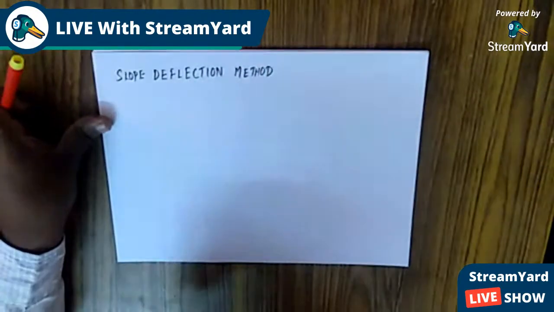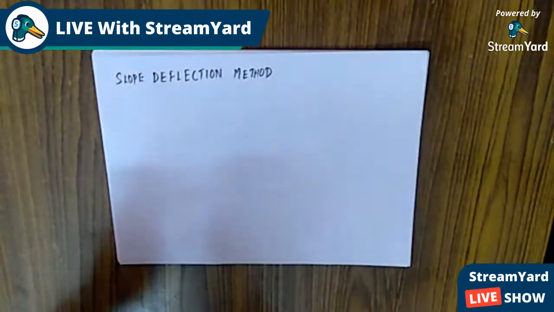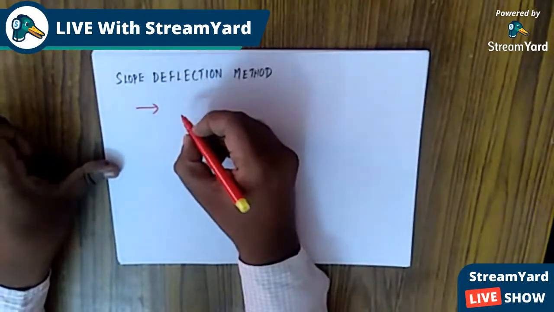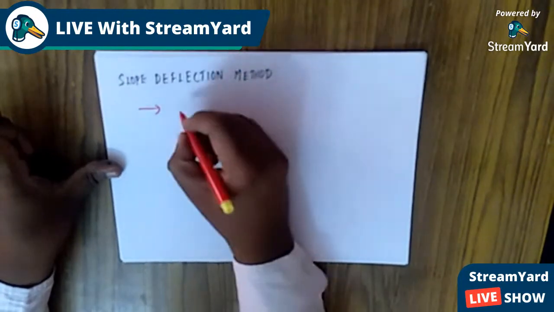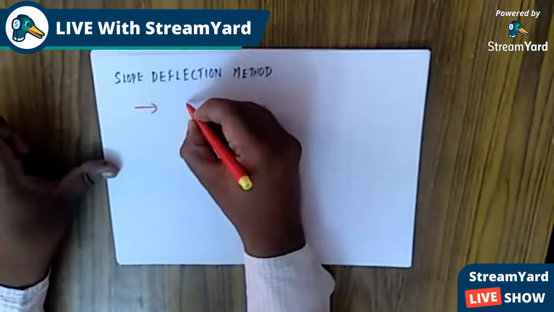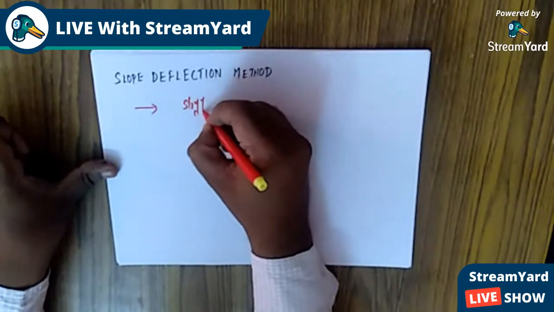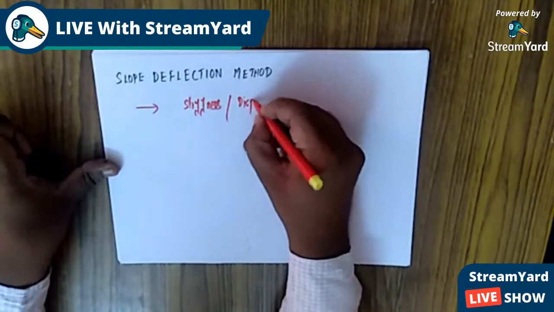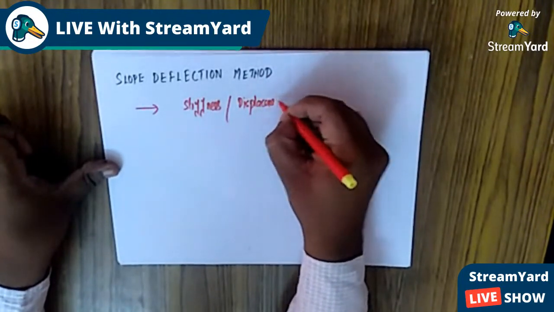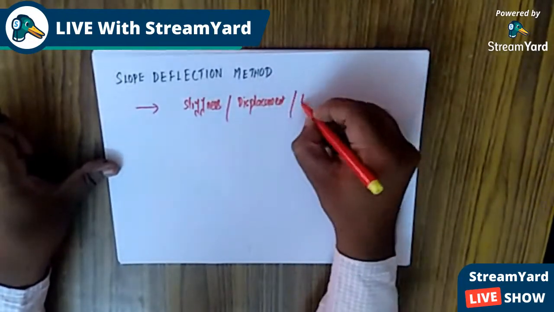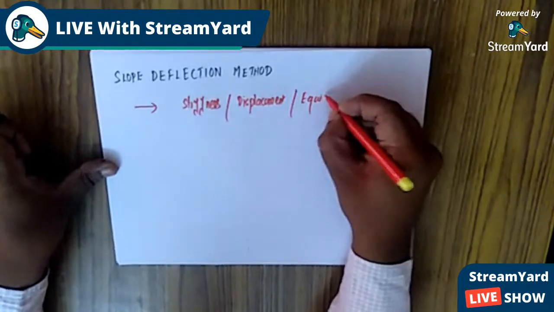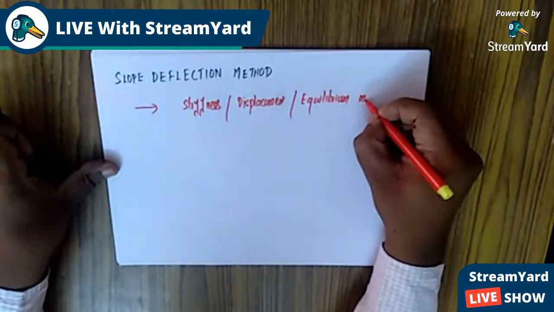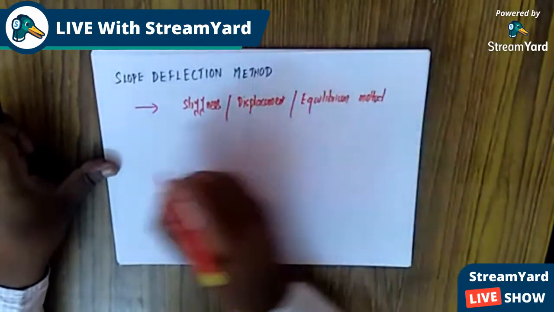Before proceeding to the details of this method, we will see some of the core points of this method. The slope deflection method comes under the stiffness, or displacement, or equilibrium set of methods of structural analysis.